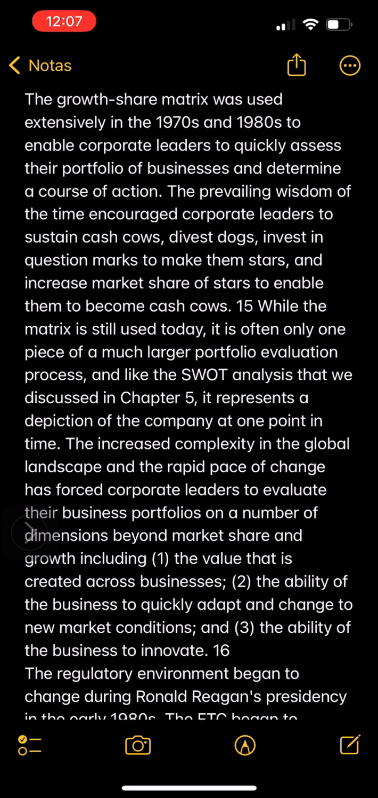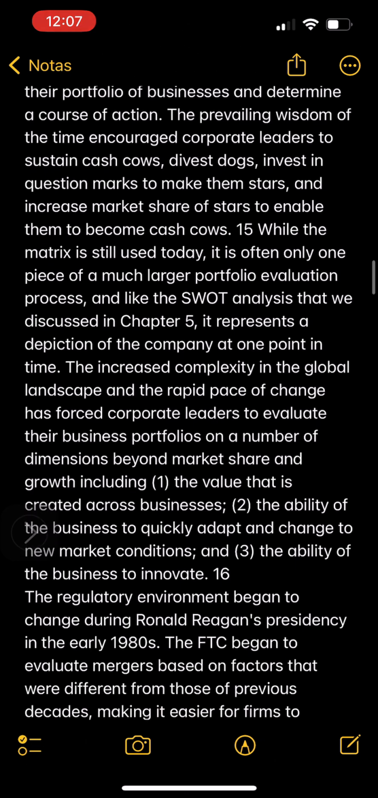While the matrix is still used today, it is often only one piece of a much larger portfolio evaluation process, and like the SWOT analysis that we discussed in Chapter 5, it represents a depiction of the company at one point in time. The increased complexity in the global landscape and the rapid pace of change has forced corporate leaders to evaluate their business portfolios on a number of dimensions beyond market share and growth, including: 1. The value that is created across businesses. 2. The ability of the business to quickly adapt and change to new market conditions. And 3. The ability of the business to innovate.